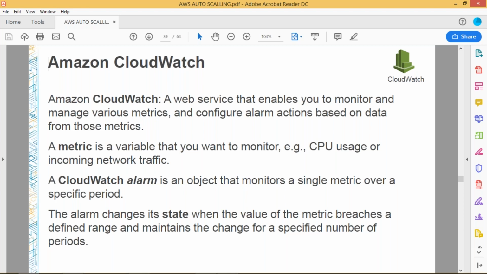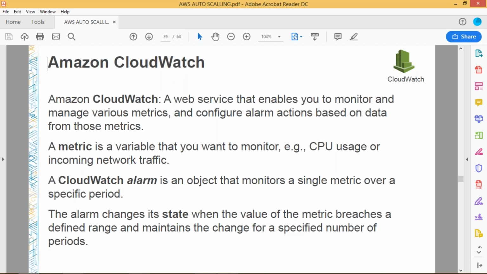So the second point, we are talking about Amazon CloudWatch. Basically, once you create any instance, it asks you whether you require CloudWatch at the same time. You can say yes or no, whatever the choice is, or you can create a CloudWatch separately and then map it to your EC2 instances. So what is CloudWatch?